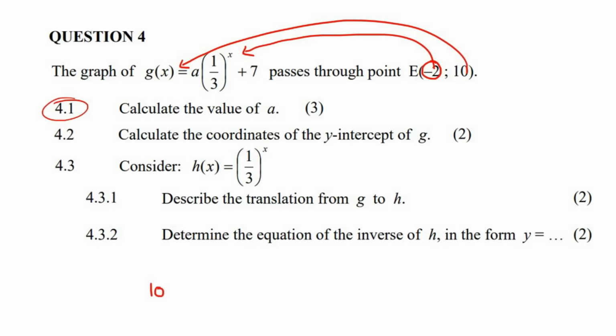So you end up with 10 equals a, which we don't know, x is going to be -2, and then plus 7. And so now what we can do is just take the 7 to the left-hand side, so that'll give you 3.